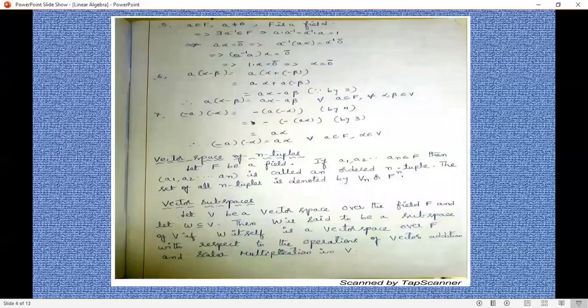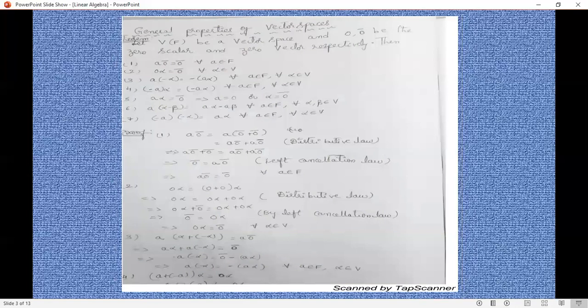Next one, some general properties of vector space. We are using these general properties in the remaining theorems and problems. Listen carefully. Let V(F) be a vector space, and 0 and 0 bar be the zero scalar and zero vector respectively. That means 0 is the element in the scalar field and 0 bar is the zero element in the vector space.